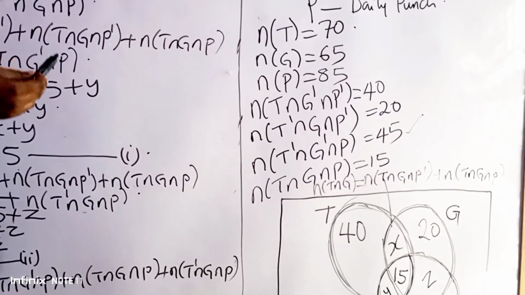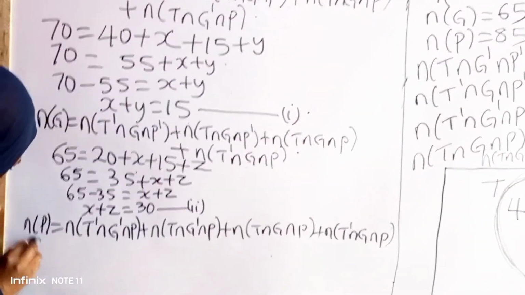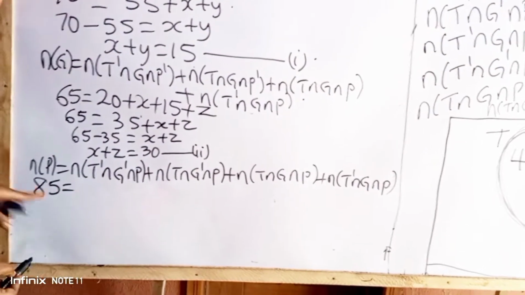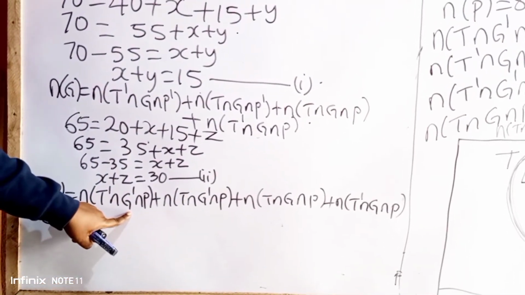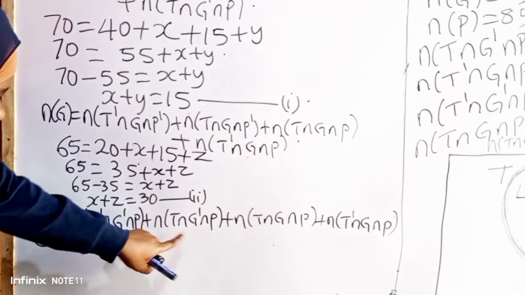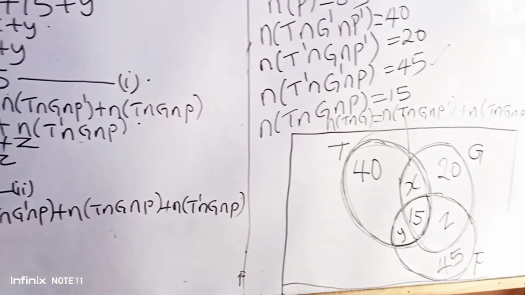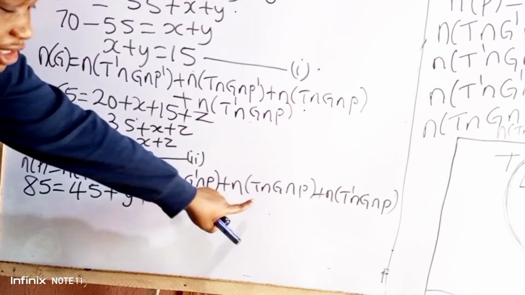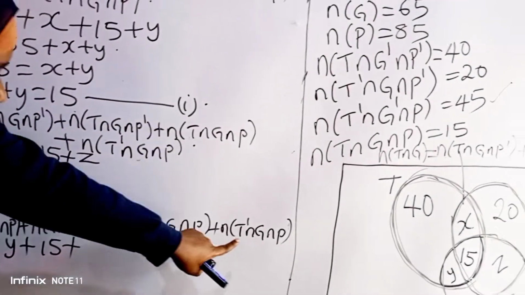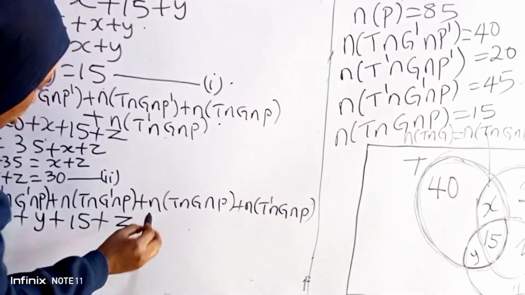Okay. Now what is cardinality of P? 85. Thank you, Aisha. Now P only. 45. Thank you. T and P only, daily times and punch only, Y. Plus the 3, 15, their intersection. Plus daily graphics and punch only, Z. I hope you are all getting it.